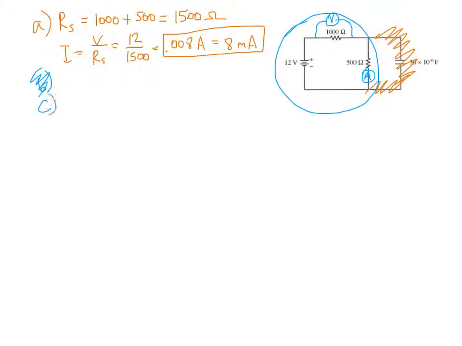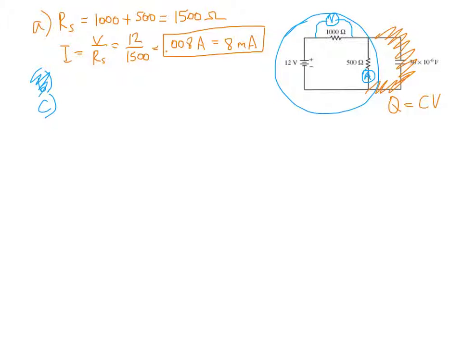So for part C, calculate the charge stored on the capacitor. Since that capacitor is in parallel with the resistor, the voltage across this capacitor is going to be the same as the voltage across this resistor. So if we figure out the voltage across this resistor, we've got the voltage across that capacitor, and then we can just use the equation Q equals C times V.